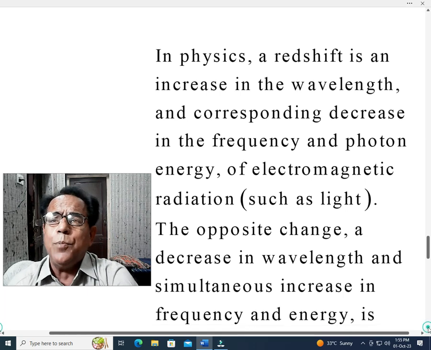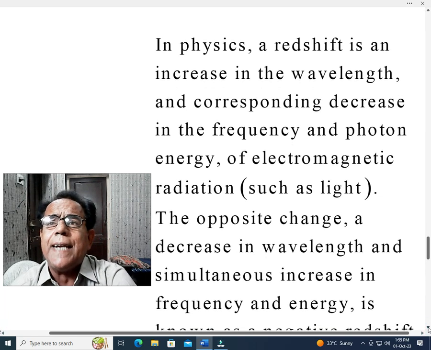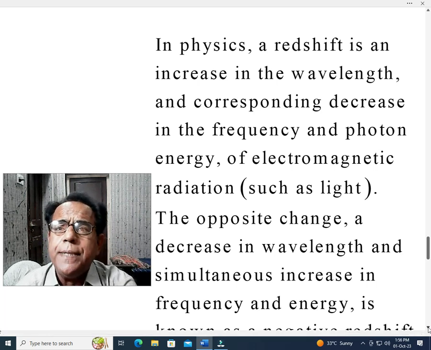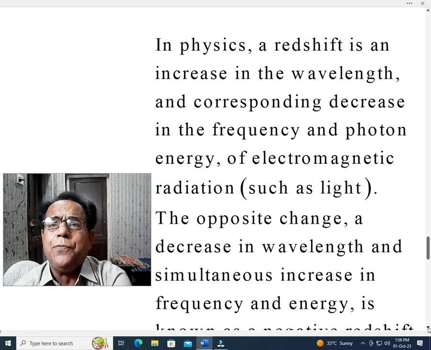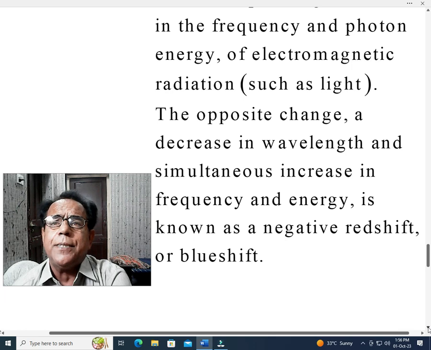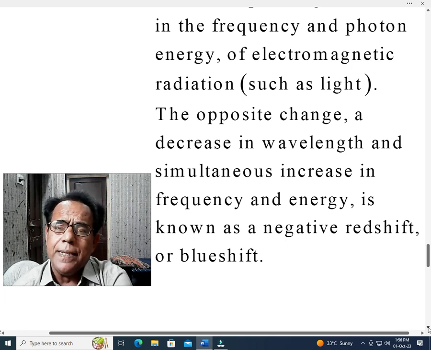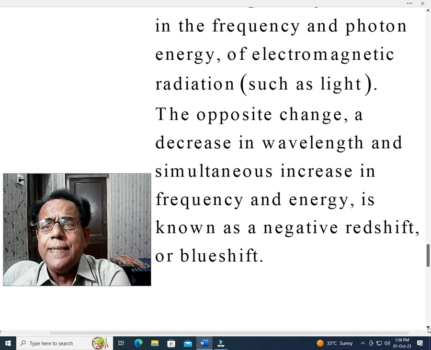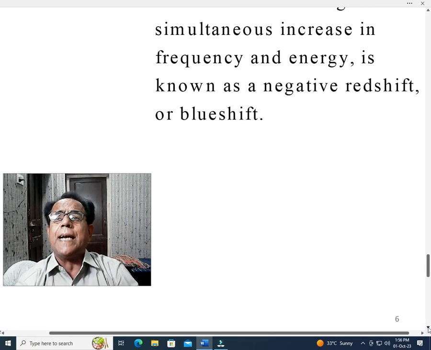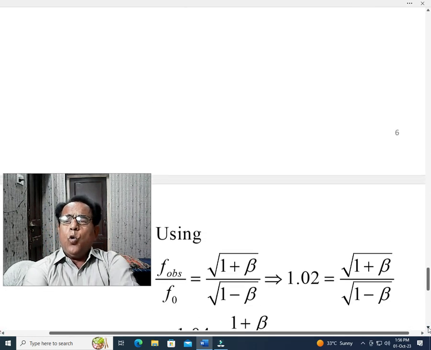This is some more explanation. In physics, a red shift is an increase in the wavelength and corresponding decrease in the frequency and photon energy of electromagnetic radiation such as light. The opposite change, a decrease in wavelength and simultaneous increase in frequency and energy, is known as a negative red shift or blue shift. Blue shift is negative red shift and both are opposite to each other.